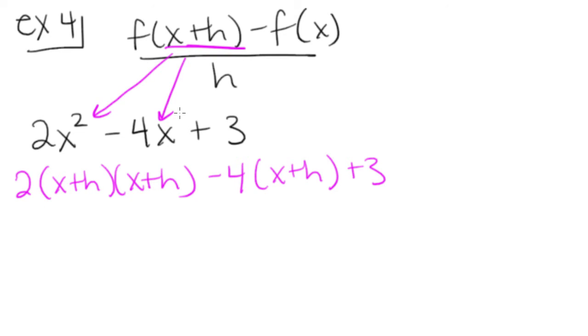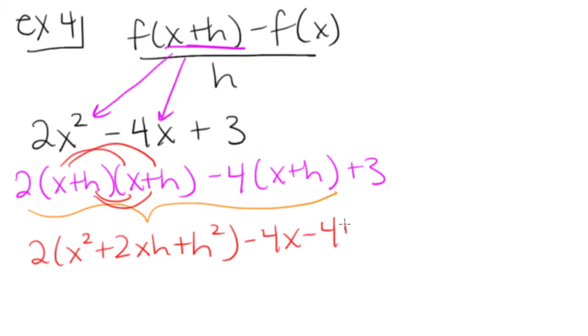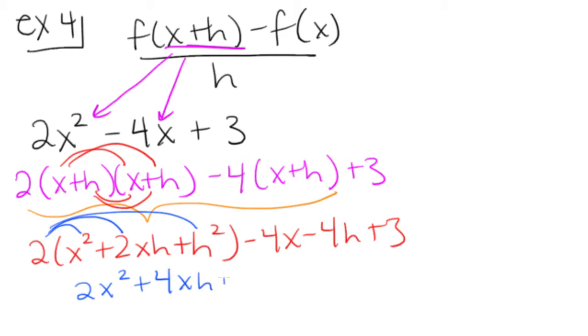Now let's simplify this down before we add in all these other components, just so we don't mess up. So we get 2 times x squared plus 2xh plus h squared. If you just FOIL everything out, that's what you end up getting. And then minus 4x minus 4h plus 3. And let's continue simplifying that down. If we distribute all of this, we get 2x squared plus 4xh plus 2h squared minus 4x minus 4h plus 3. Okay, so that's the whole part. That is f of x plus h.